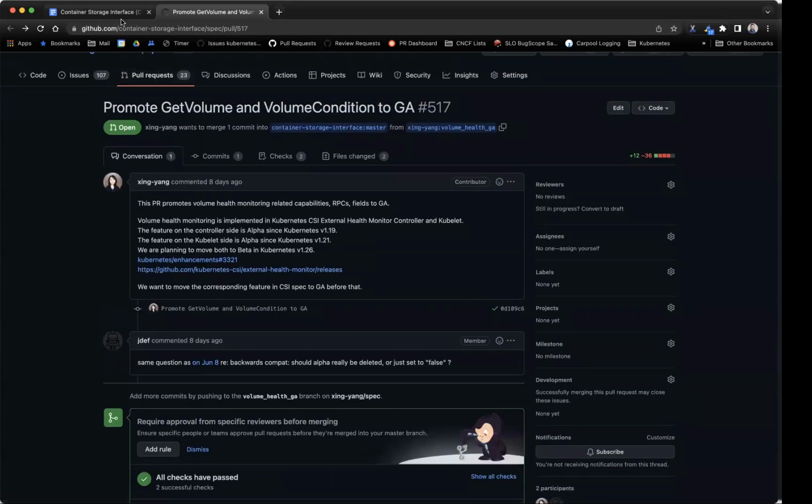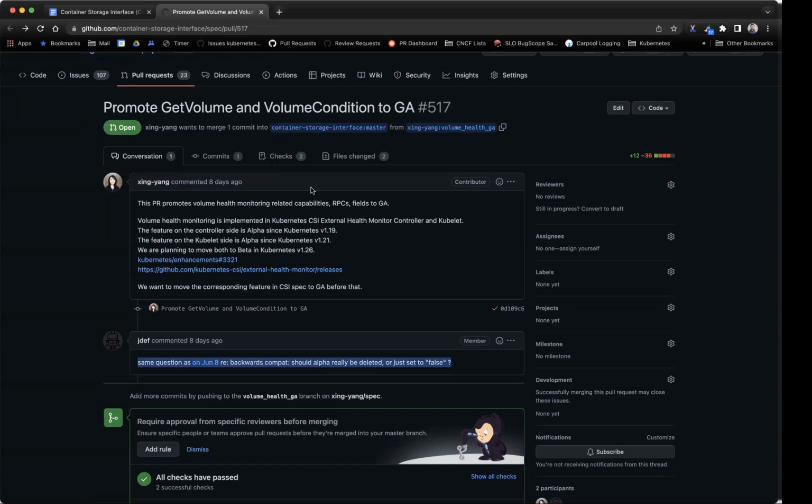Right. So basically, since we are moving boarding house to beta in the next release, I just want to promote those CSI fields related to boarding house to GA. Basically, it's just to remove that tag there that says this is, I forgot what it is, experimental or alpha to true. So I think James has one question, basically the backward compatibility issue.